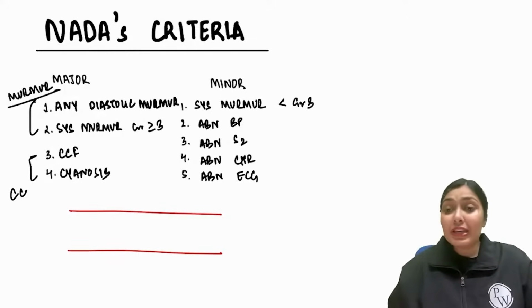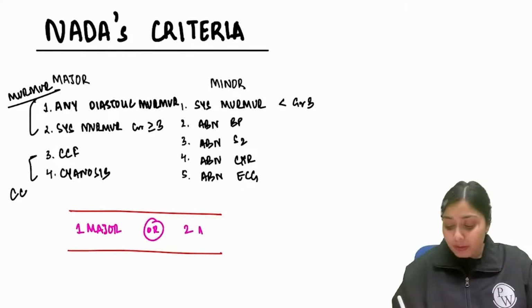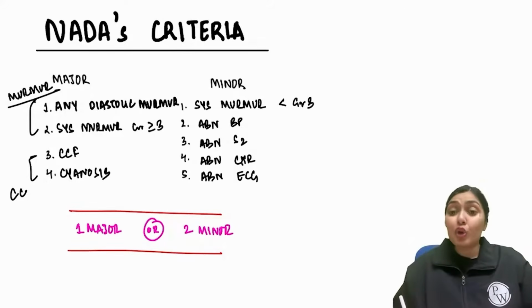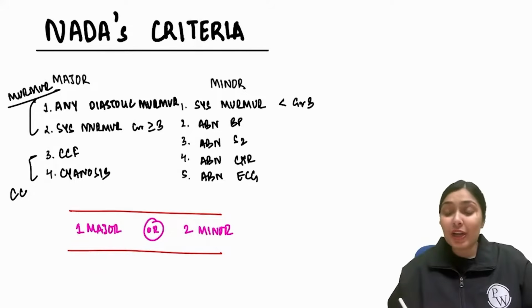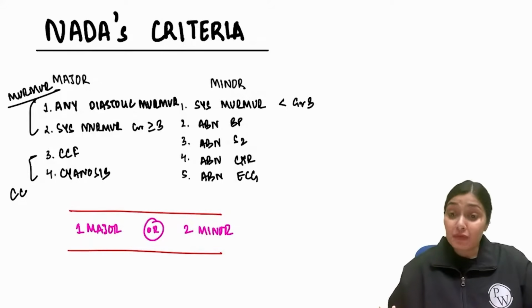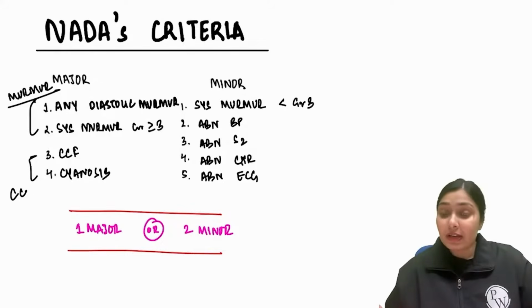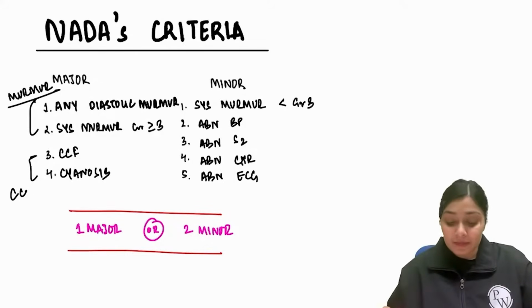How many do we need to label it as a congenital heart disease? We need one major or two minor. They can ask you in the exam to write a short note on NADA's criteria. NADA's criteria is used to label the child as having congenital heart disease. We have 4 major criteria and 5 minor criteria. We need one major or two minor to label the child as fulfilling NADA's criteria, right?